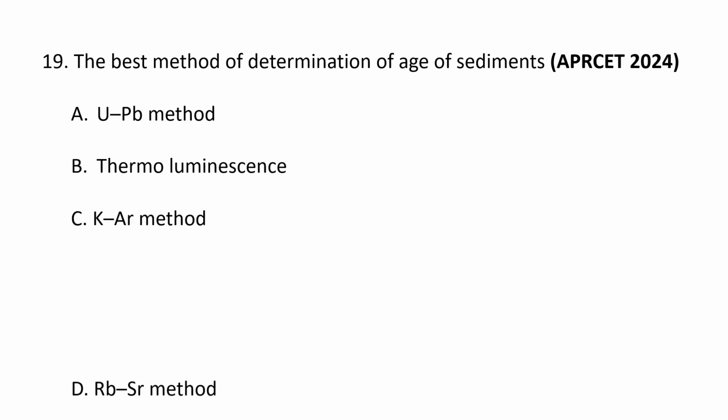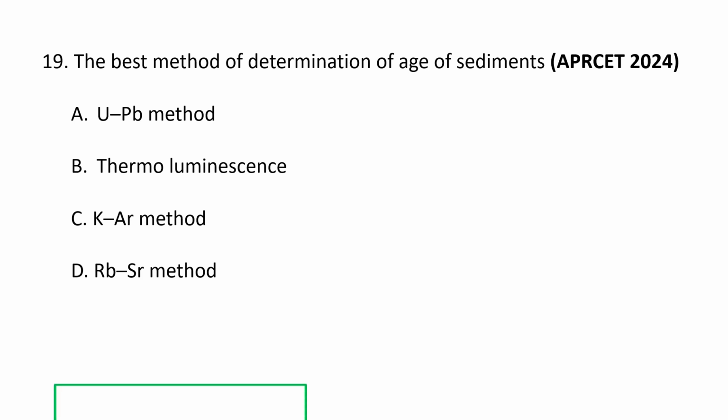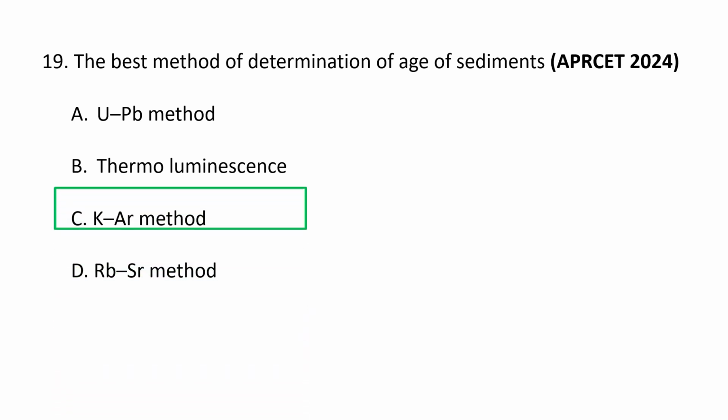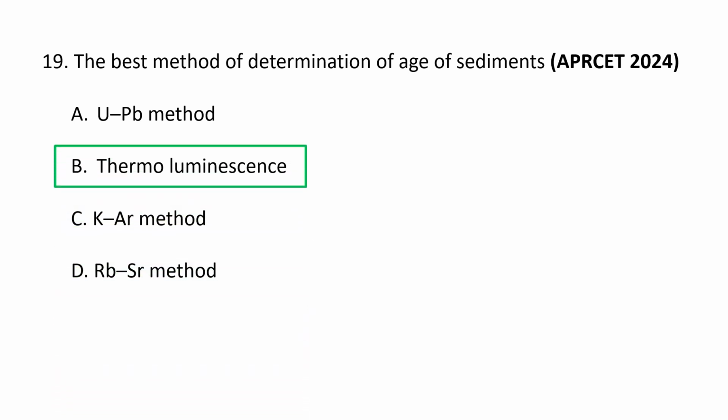Next question. The best method for determination of age of sediments: A. Uranium lead method, B. Thermoluminescence, C. Potassium argon method, and D. Rubidium strontium method. The best method for determining the age of the sediments is thermoluminescence. Thermoluminescence is not necessarily the best method for all sediments, but it is one of several powerful luminescence dating techniques. This is often used in conjunction with or superseded by optically stimulated luminescence dating, depending upon the specific characteristics of the sediment and depositional environment.